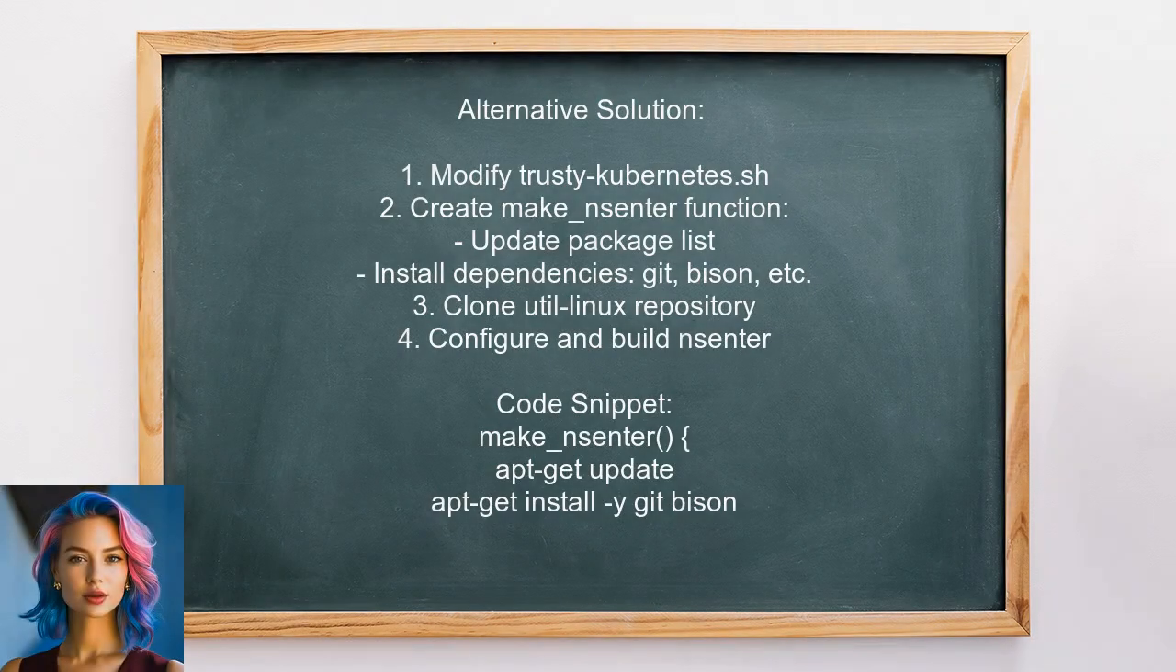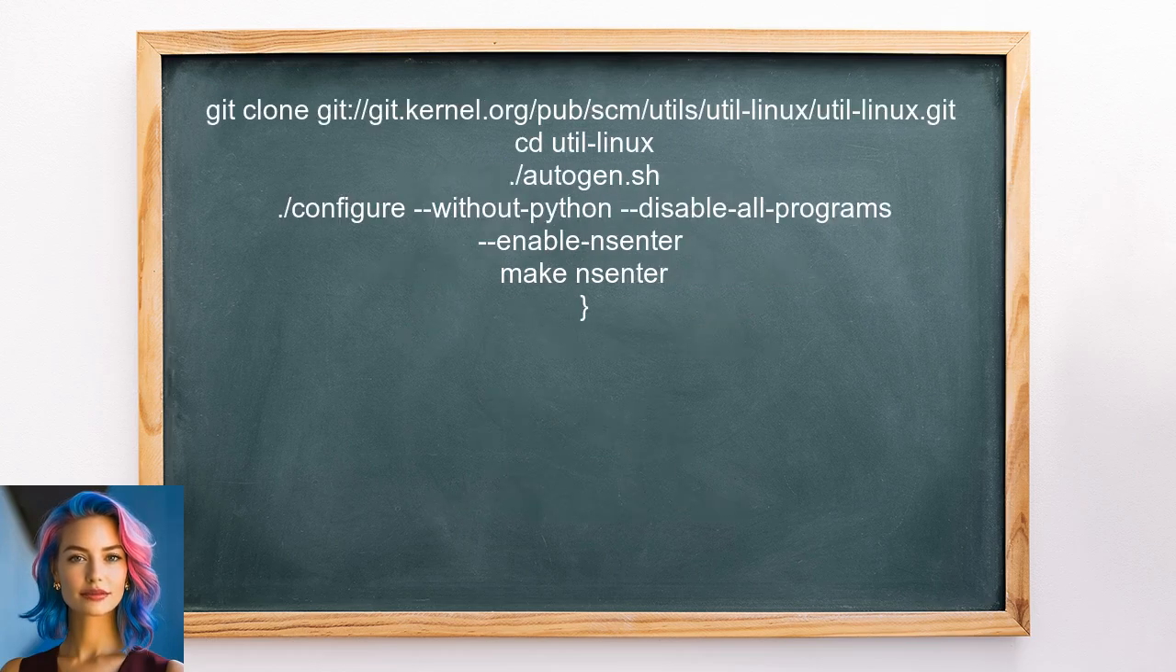An alternative approach shared by a user involves modifying the trusty kubernetes.sh script. They suggest creating a function called make_ncenter, which updates the package list and installs necessary dependencies like Git and Bison. Then, it clones the util-linux repository, configures it, and builds the ncenter tool.